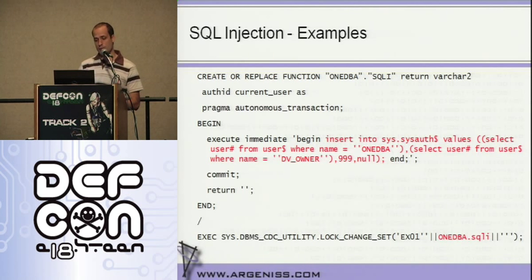This one is another example using a SQL injection vulnerability, but this time I will insert a row directly in the data dictionary internal table. This is the same as doing a grant DB owner statement, but I just update the data dictionary table directly.